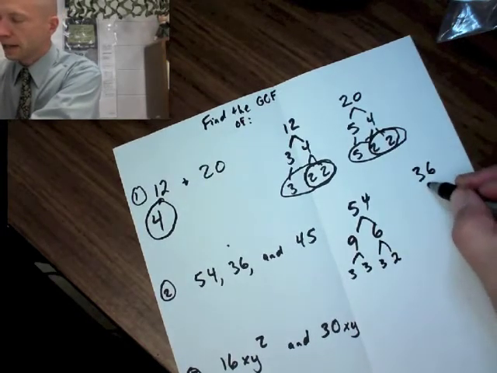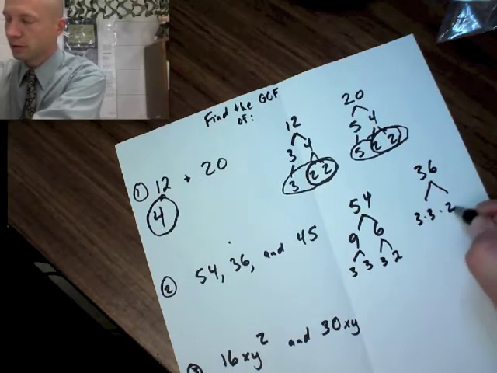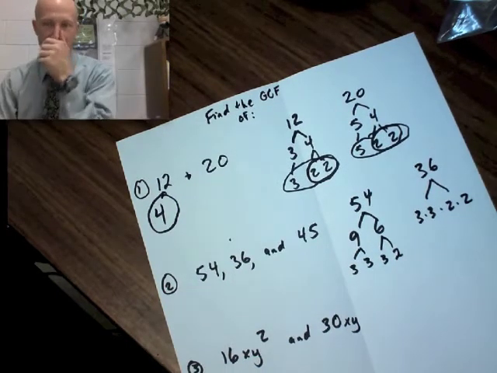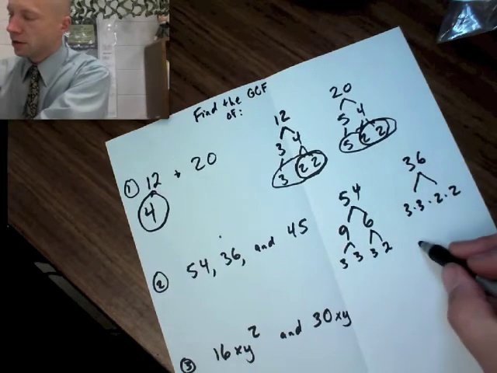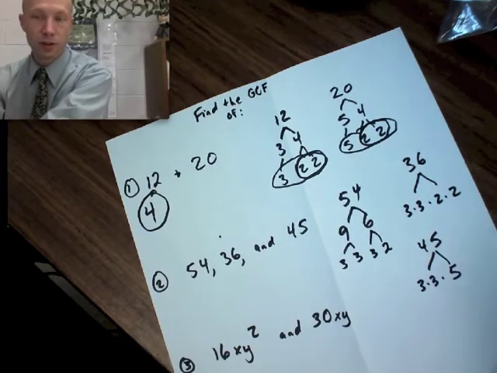36, I know is 9 times 4. That's 3 times 3 times 2 times 2. Did you see me skip some steps there? I'm a step skipper. And 45 is 9 times 5, which is 3 times 3 times 5. However you want to do it.